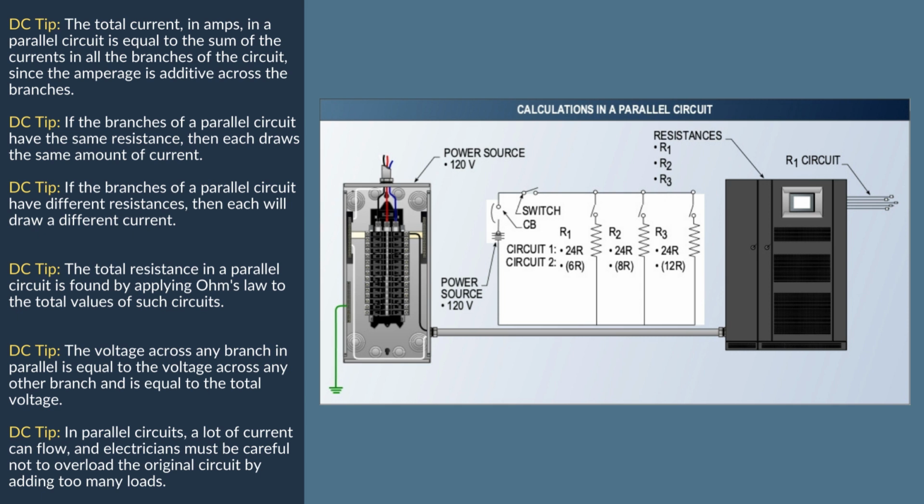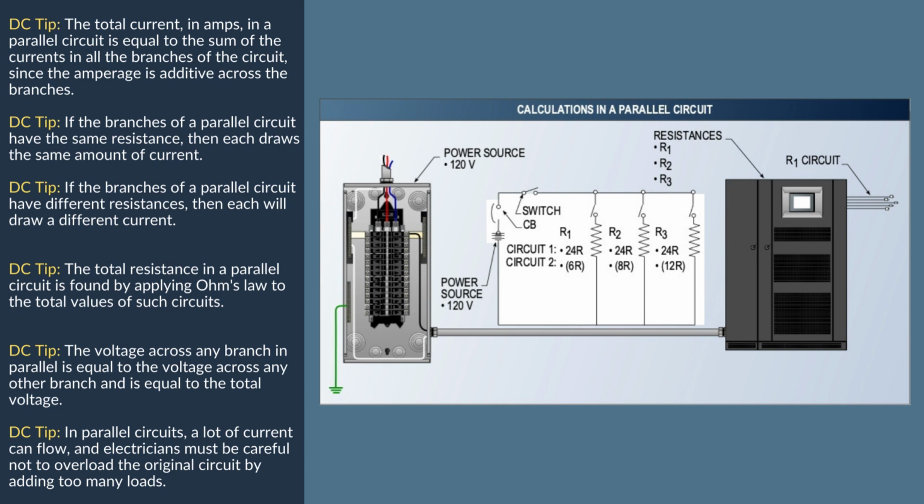To obtain this value, ET, the total voltage, equals 120 volts, divided by RT, the total resistance, which is 8 ohms, equals IT, the total amperage, which equals 15 amps. The total current is 15 amps. 5 amps, plus 5 amps, plus 5 amps, equals 15 amps. For example, the total current can also be found by applying the following Ohm's law formulas.